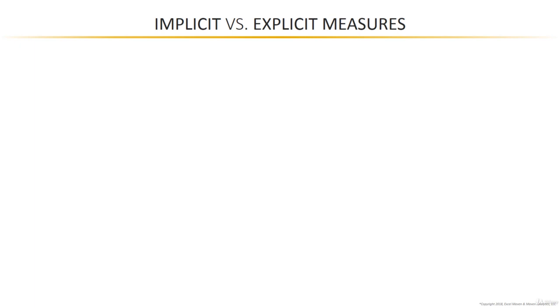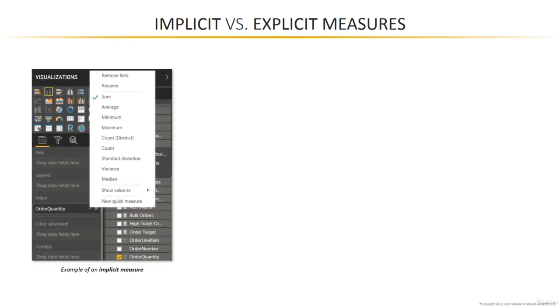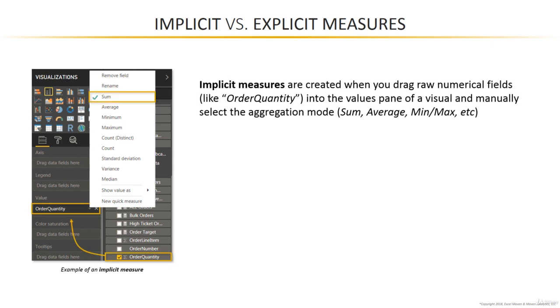So I hinted at this a little bit earlier, but I want to take a minute to unpack this idea of implicit versus explicit measures. Now in Power BI, in the report view, implicit measures are created when you drag raw numerical fields, fields like order quantity from our sales data table, into the values pane of a visual. Now what Power BI does is automatically select and apply an aggregation mode, usually a sum, so that you can view those numbers, those values, in a meaningful way.